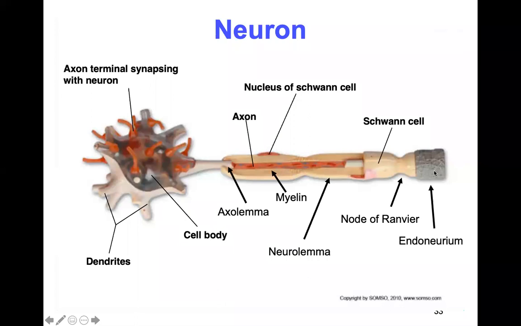So you have the main parts of the axon, the cell body, the dendrites, and the axon terminal. What surrounds the axon is the myelin or the myelin sheath. This is the nucleus of the Schwann cell, which is laying down the myelin to insulate and protect the axons.